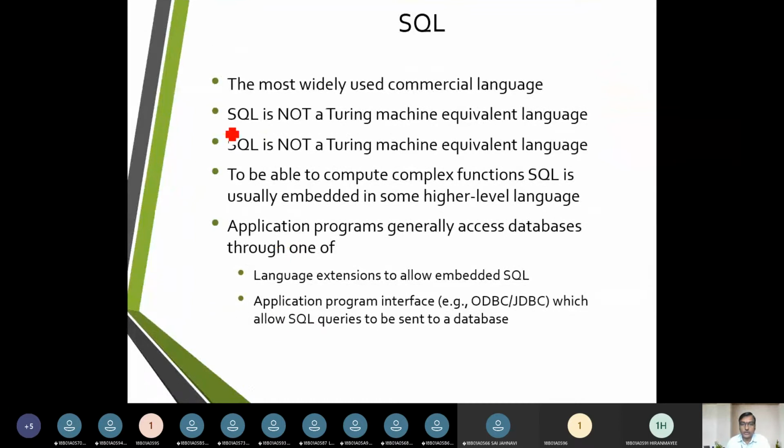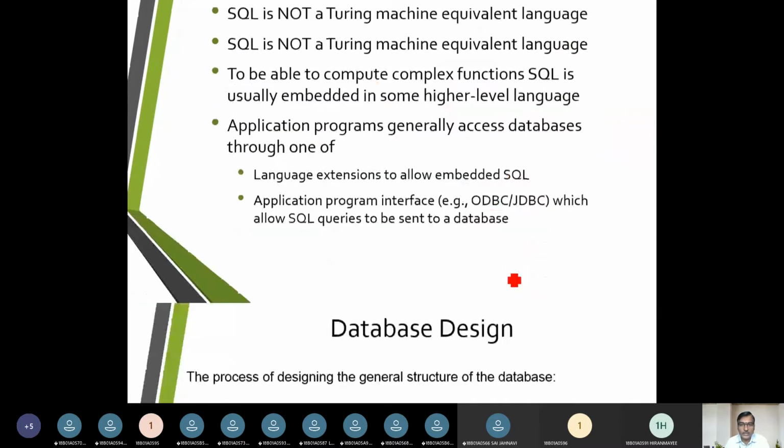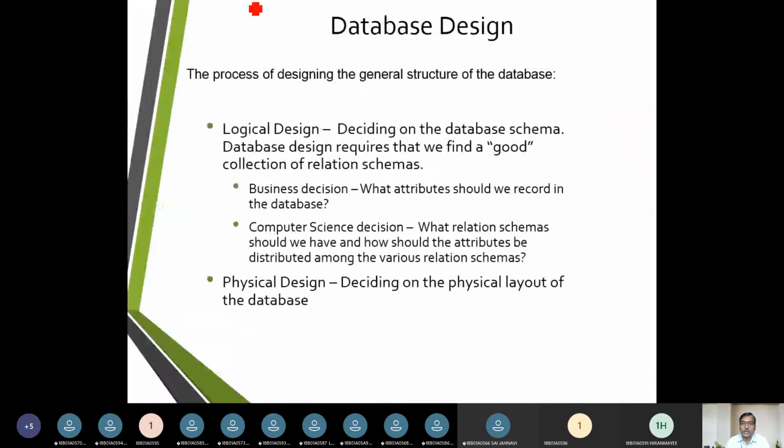SQL is not a Turing machine language, and it is very simple. You can build it with your high level language instructions and do some complex functions. It is embedded with object database and Java database compatibility, so it is supported. As far as SQL is concerned, the main intention was to provide a very good design for a database.